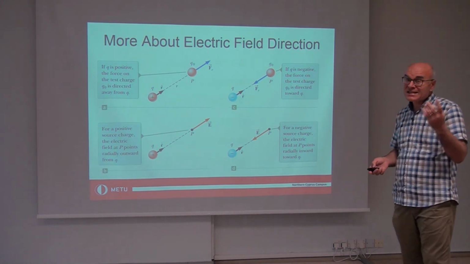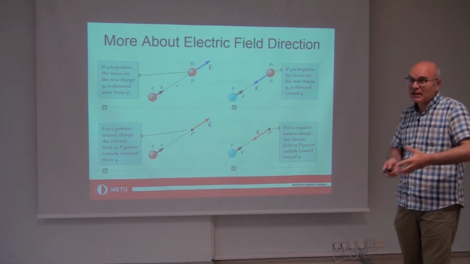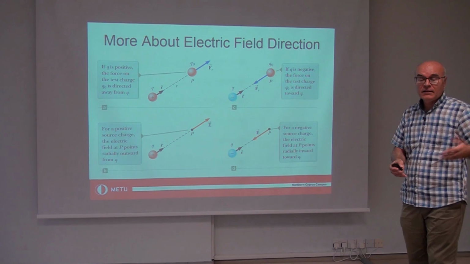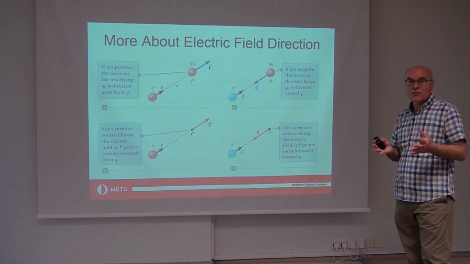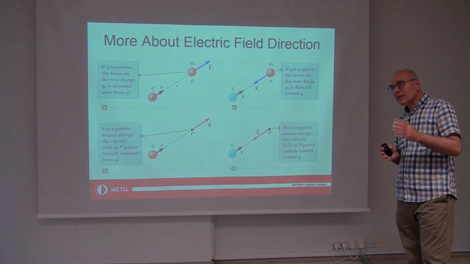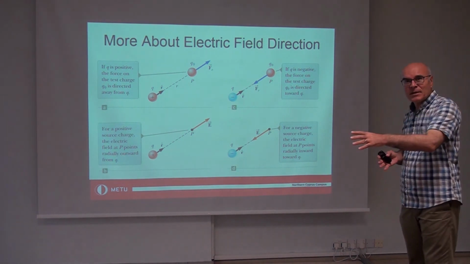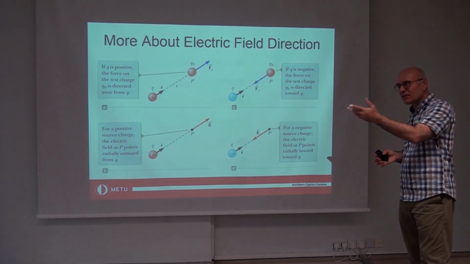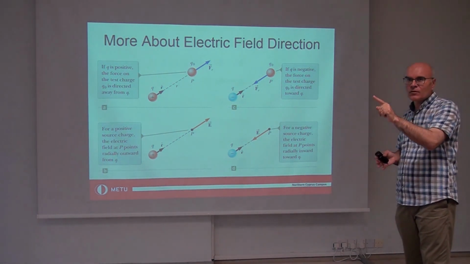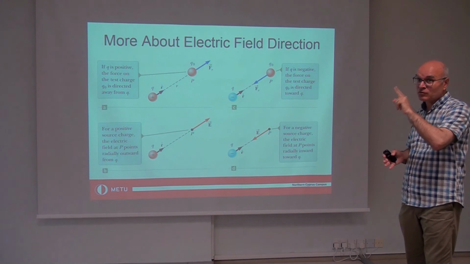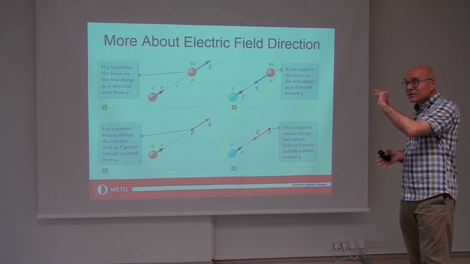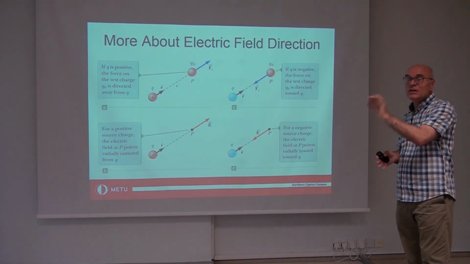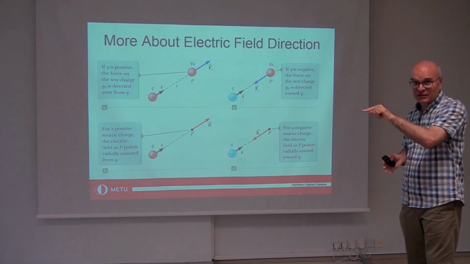Now, the source charge does not always need to be a point charge. It can be charges distributed over a surface, a volume, or a line, as we will see later, but the idea is always the same. To find the direction of the electric field at any point in space, you put a test charge there, or you imagine a test charge there, and that test charge is positive. Find the direction of the force on that positive test charge. That will be the direction of the electric field at that particular point.